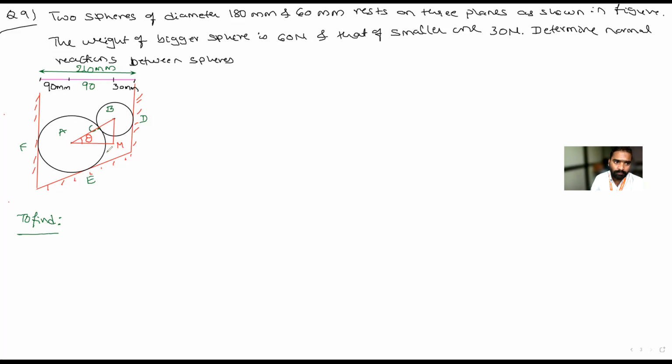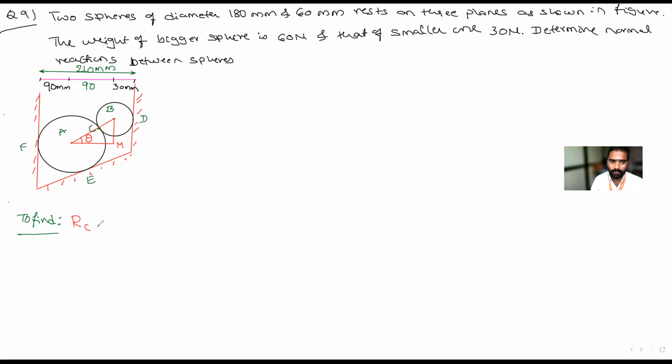Do you know the value of AM? From the figure, the total given is 210. From this 210, subtract the radius of the first cylinder, which is 90, and the radius of the second cylinder, which is 30. So AM is equal to 90. Once you know the value of AB and AM, can you calculate the value of theta? Yes, by cos theta.